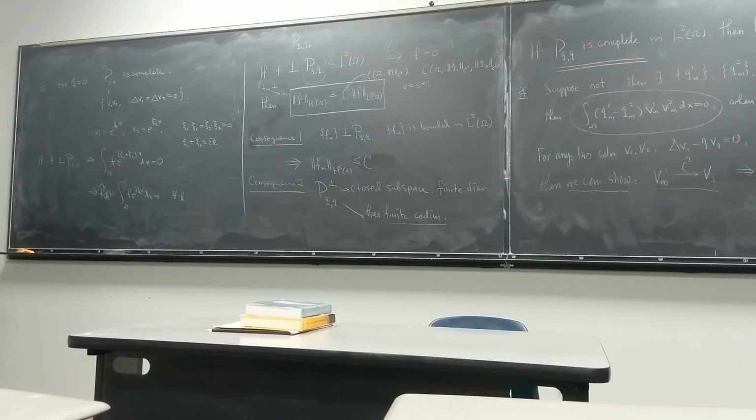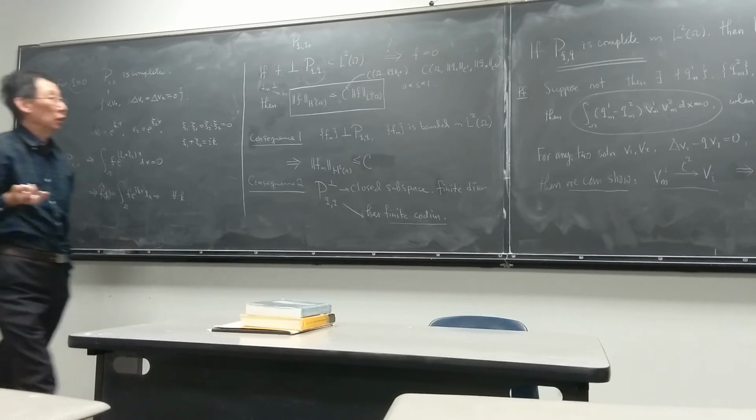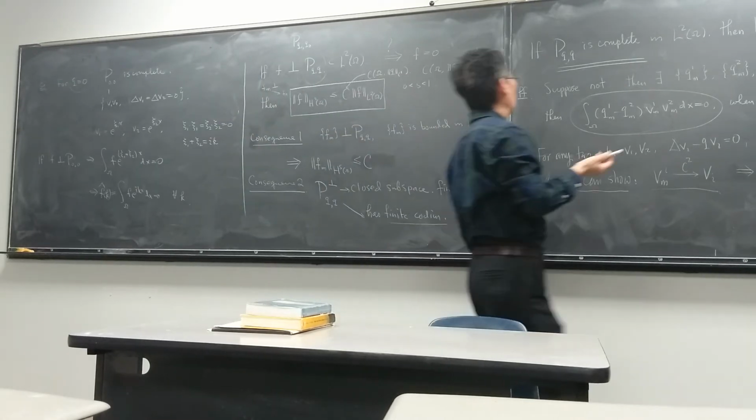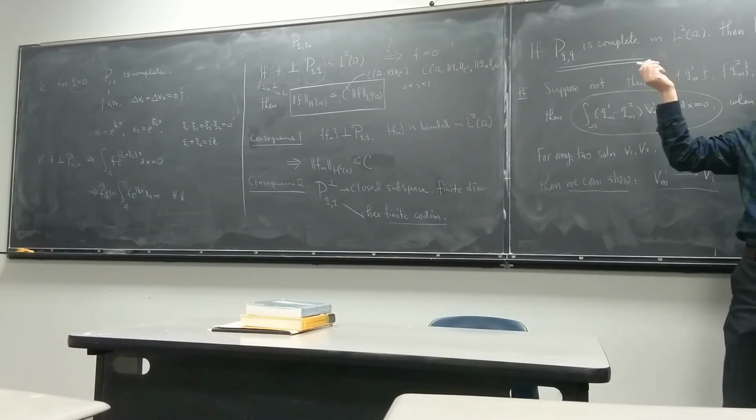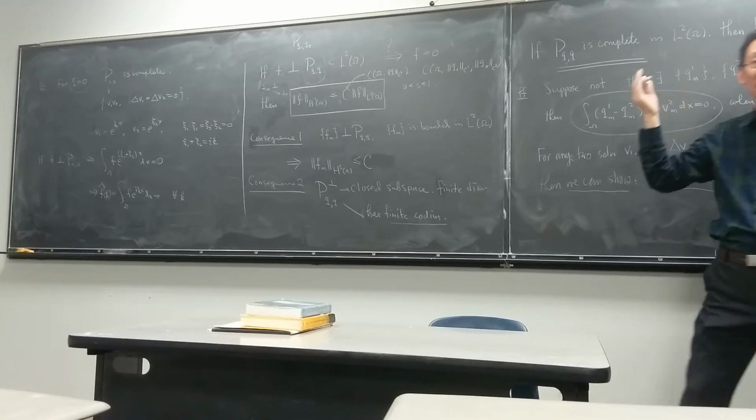But for non-zero q, it is not easy to verify directly. So the question is, if you just stop here, then it means nothing. People will say, then show me a non-zero q for which it is complete, right?